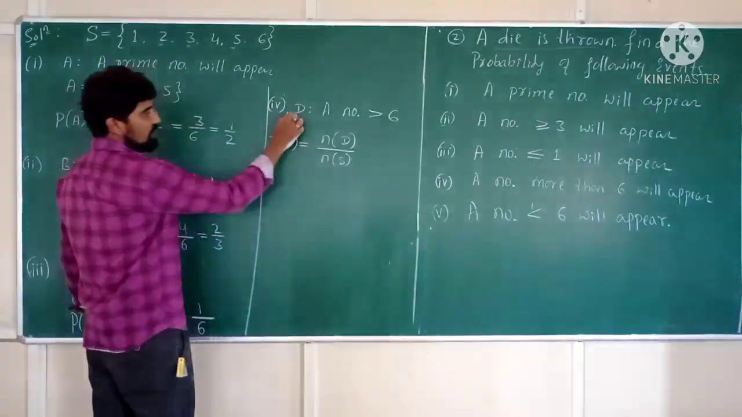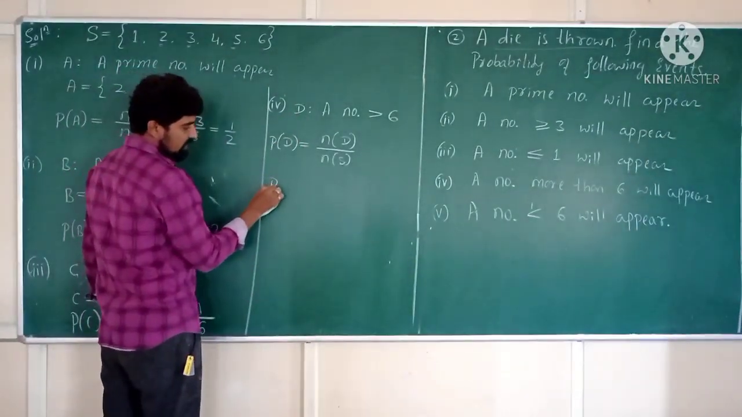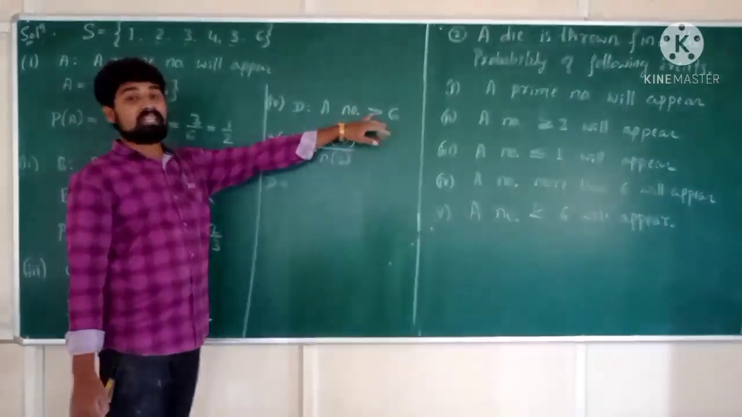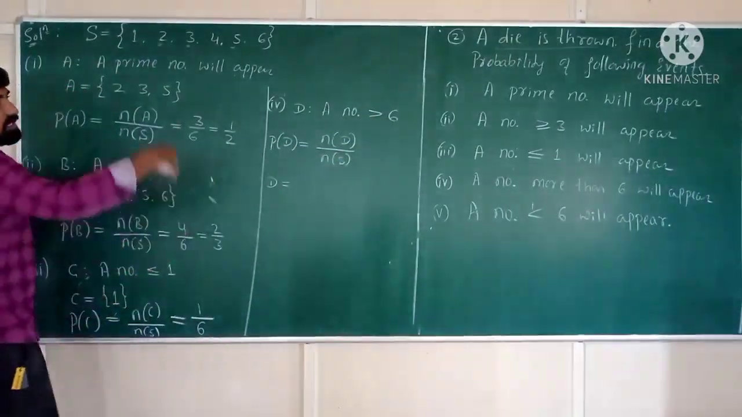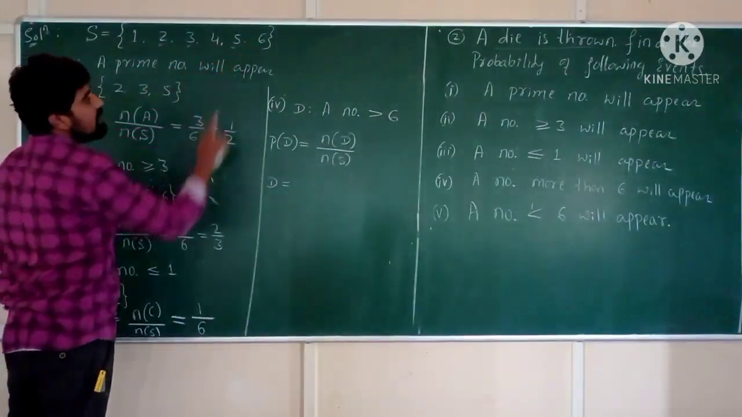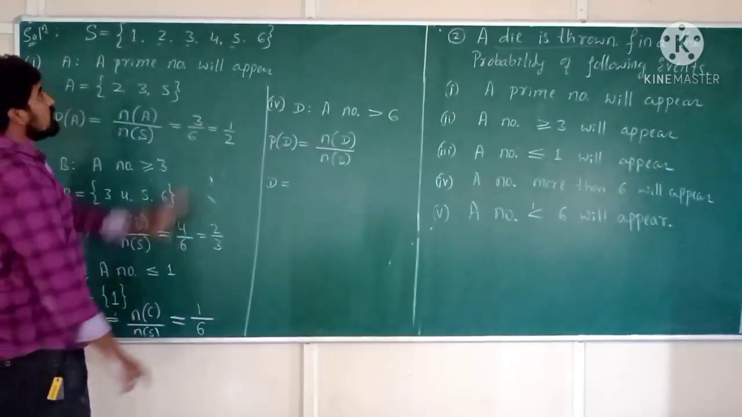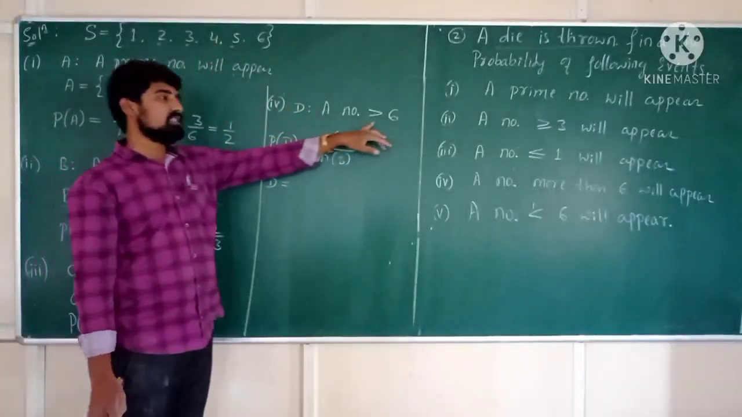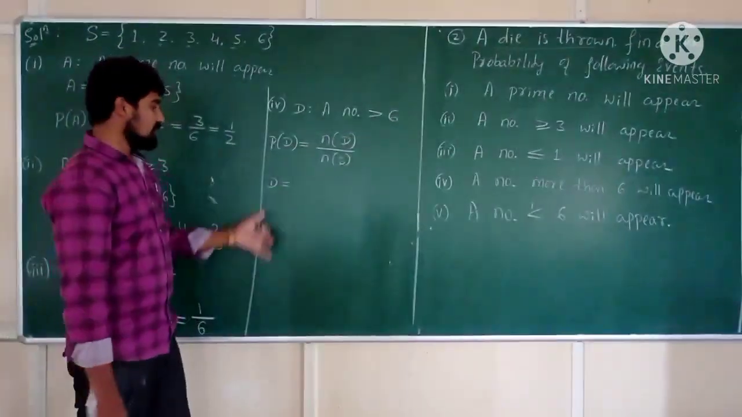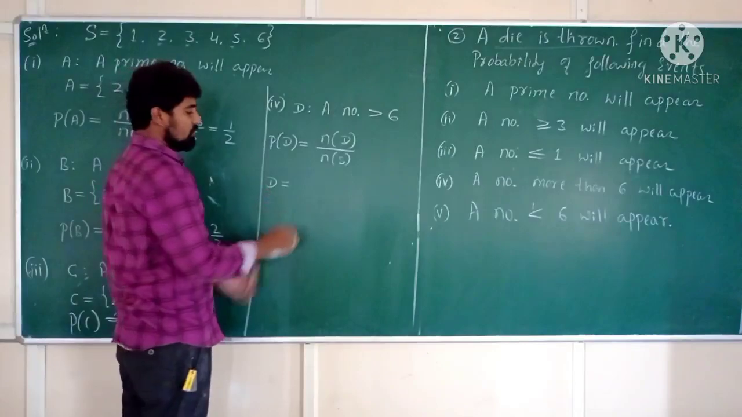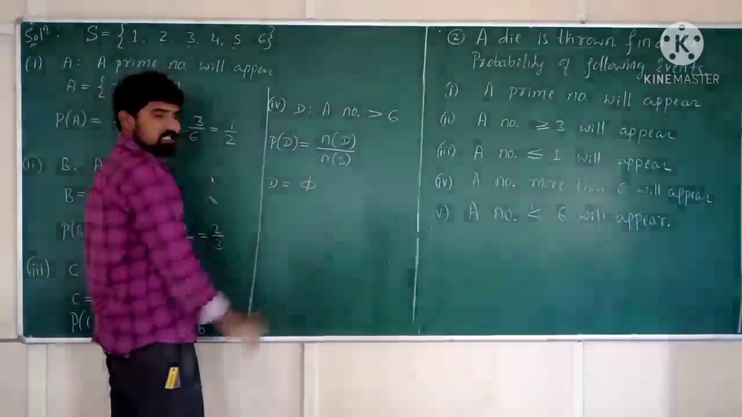So first we need to write the outcomes present in the event D. We need to write the numbers which are greater than 6. But when a die is thrown, we get the numbers 1, 2, 3, 4, 5 and 6 as the outcomes. So among these 6 there does not exist any number which is greater than 6. Therefore, the event D consists of 0 elements. Therefore, D is the null set.